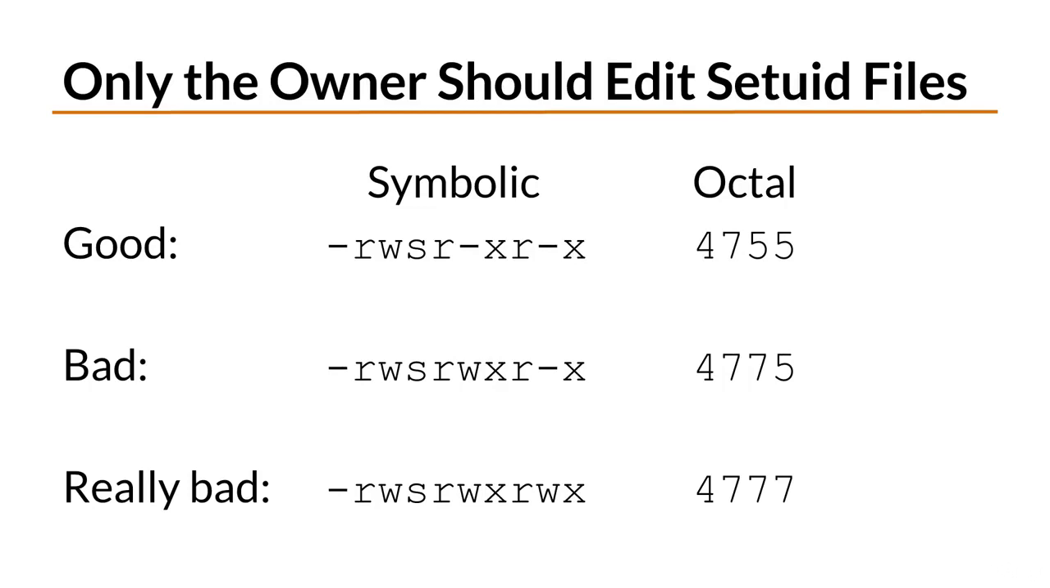Using 4775 gives editing permissions to members of the group to which that file belongs. Using 4777 allows anyone to edit the file. This would be extremely bad, especially if the file is owned by root. This would allow someone to change the contents of that file to do whatever they want. When they execute that file, it will run with root privileges. This is something that an attacker hopes to find when they gain access to your system.